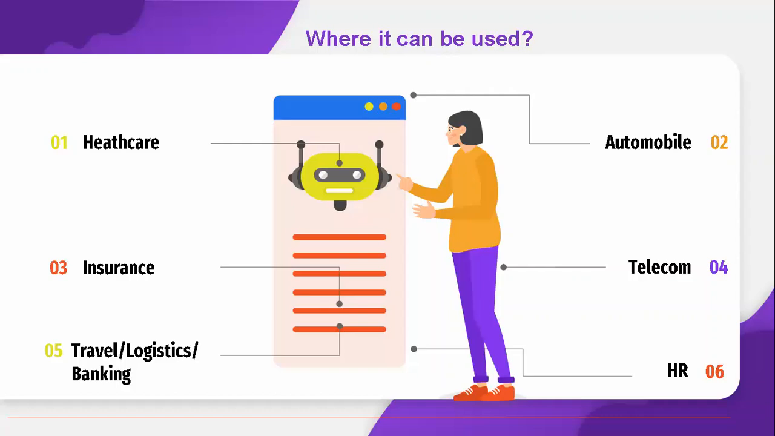The insurance industry is using these technologies. The automobile industry is day by day moving to these technologies. The travel, logistics and banking segments are using these technologies. The telecom industry is focusing more on RPA and machine learning tools. And not only that, even the HR industry is right now using these technologies.